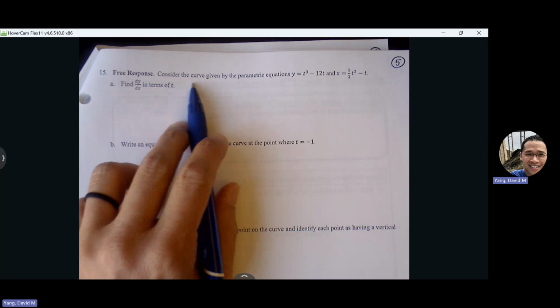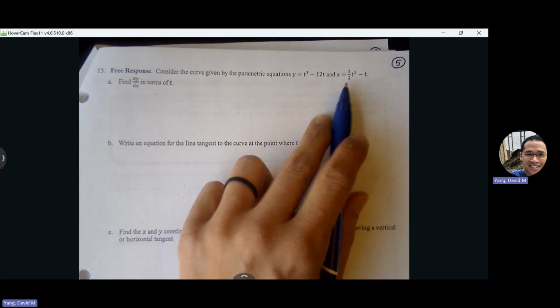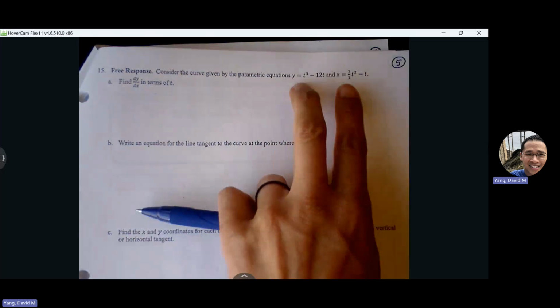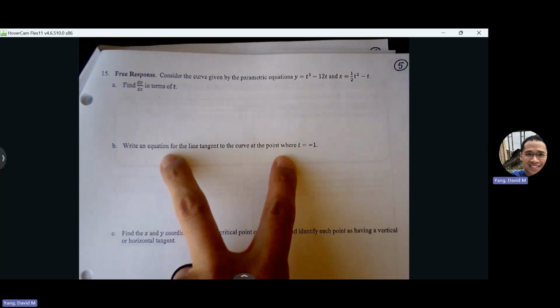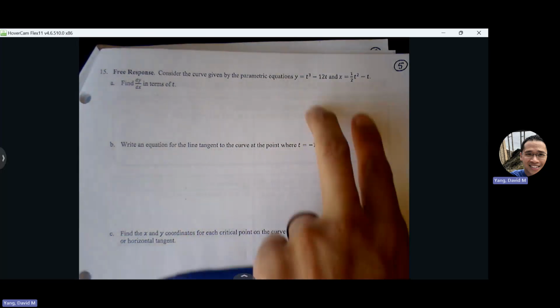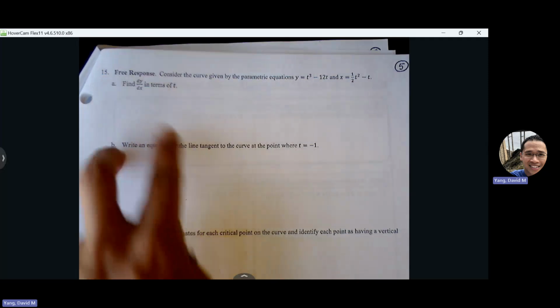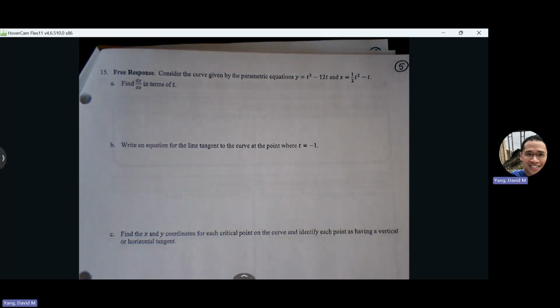Okay, so consider the curve given by the parametric equations y equals t cubed minus 12t, x equals 1/2 t squared minus t. Find dy/dx in terms of t, so we just find y prime, find x prime, and divide them. Part B, write an equation for the tangent line, so we can plug -1 here to get the ordered pair, plug -1 into the derivative to get our slope, then point-slope form. Then part C, we'll look at vertical and horizontal tangents.